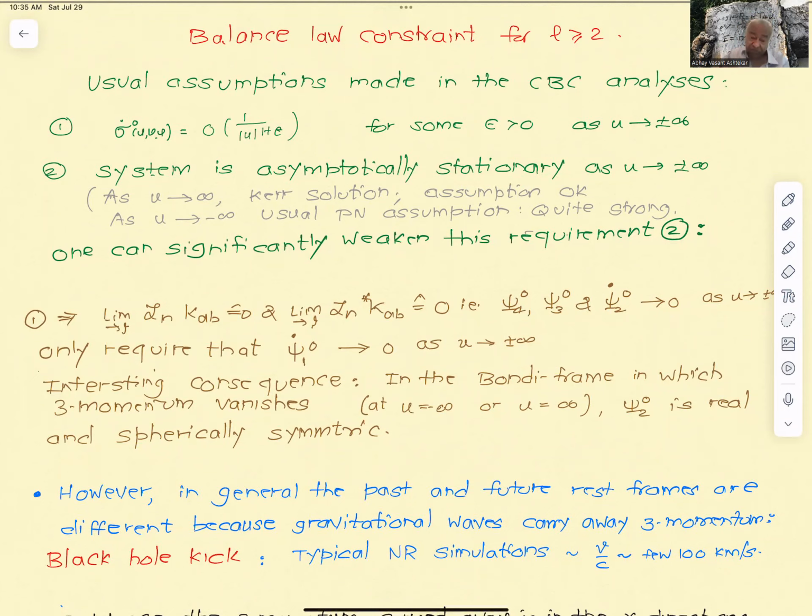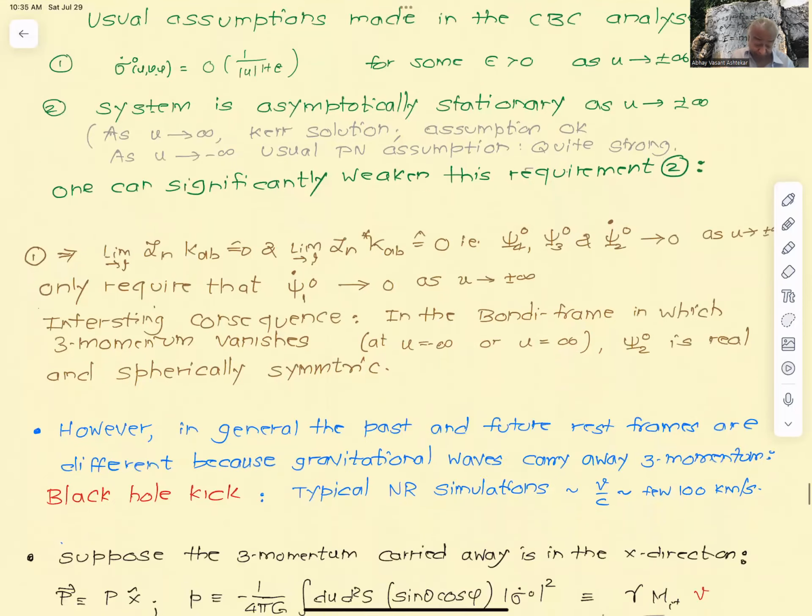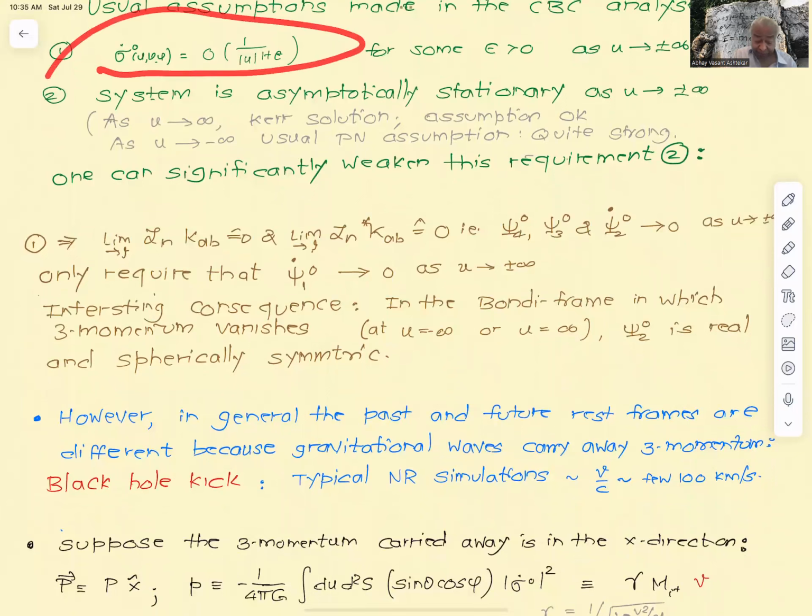But of course, the past rest frame may not be the same as the future rest frame, as we just saw, because of the kick velocity and so on. So this is something that is perfectly okay, but the usual post-Newtonian assumption that at u equal to minus infinity the system can be taken to be stationary is quite strong. But this can be weakened.